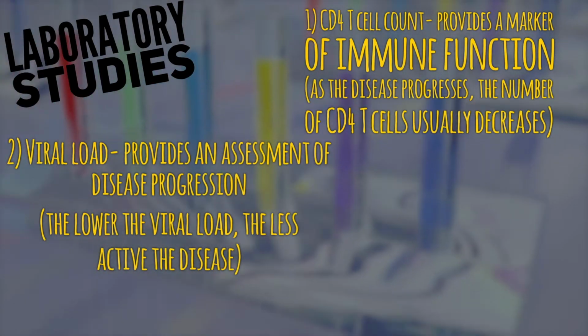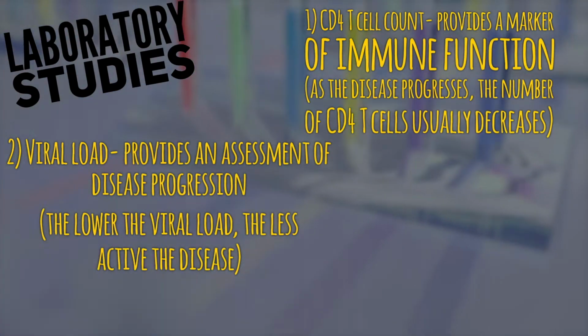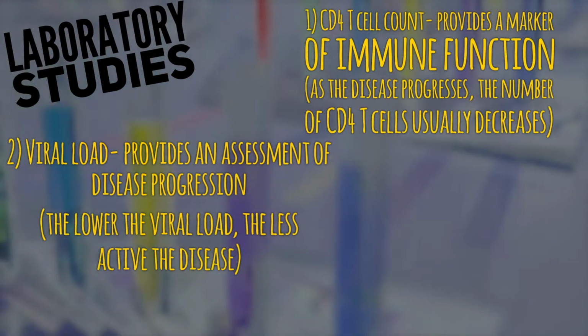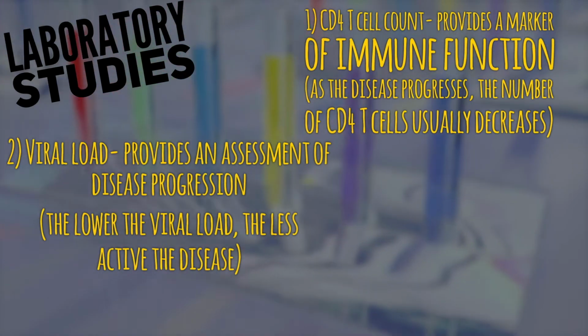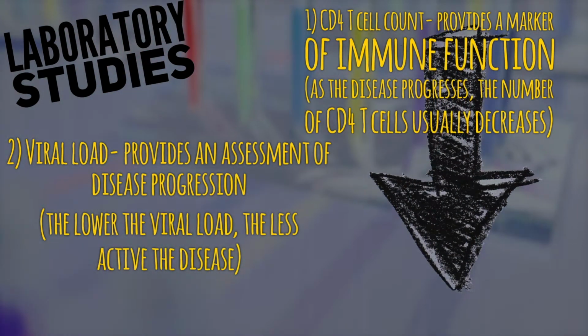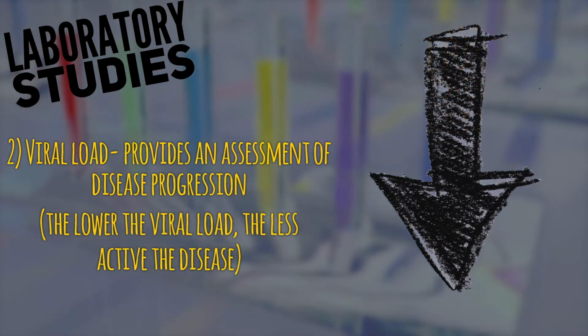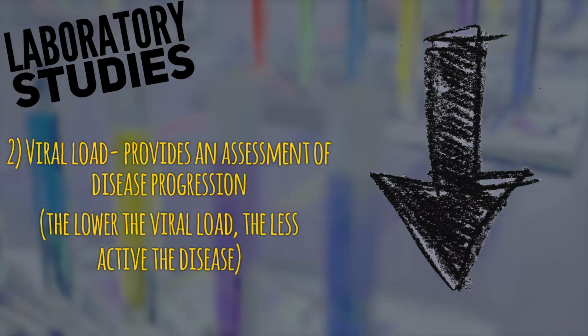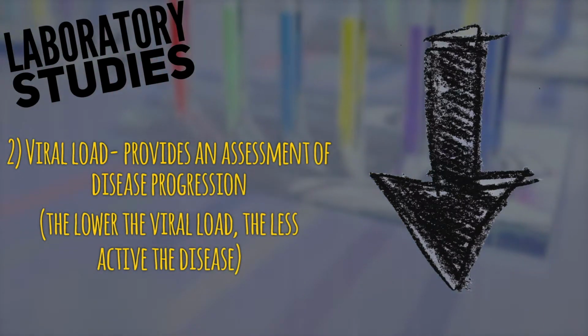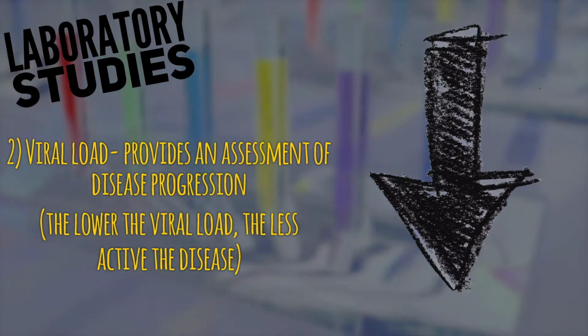Laboratory studies in HIV infection are used for monitoring HIV progression. The lower the viral load, the less active the disease. The goal of treatment is to suppress the viral load to the lowest possible level, which is below the level of detection on a commercial assay. This does not mean that the virus has been eliminated from the body or that the individual can no longer transmit HIV, but it refers to the fact that the amount of circulating HIV in the blood is below the level of detection of the test.